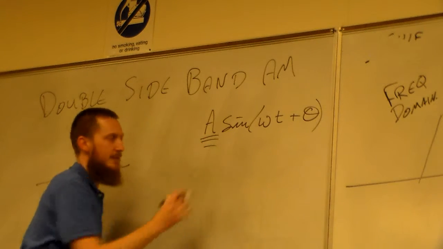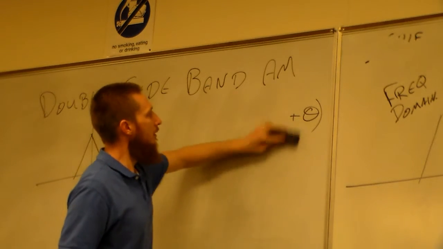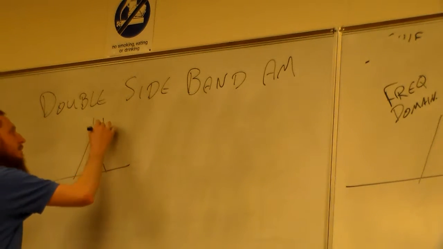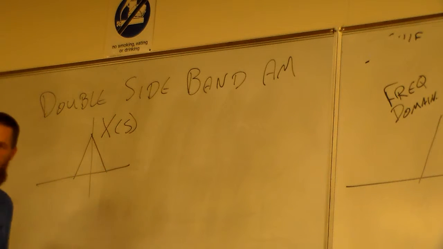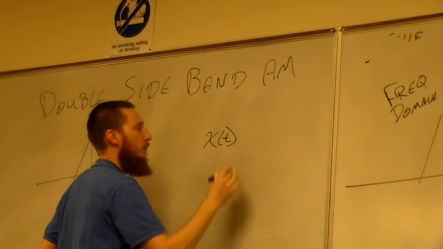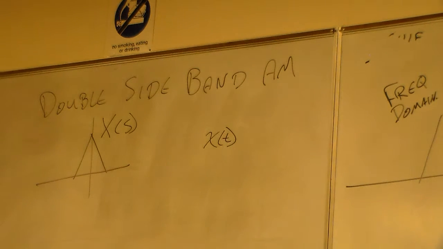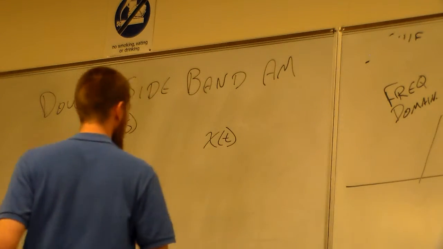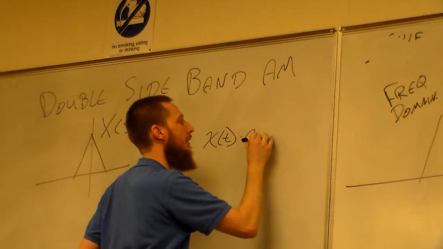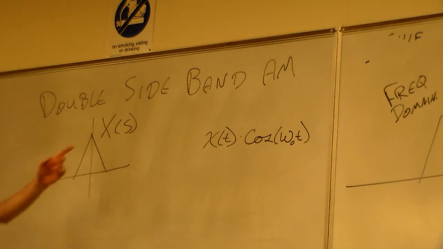So all we're doing is the amplitude modulation. So we have some x of t, and let's say that this is x of s. So we have some x of t that's related to x of s that we're going to multiply. And what do we multiply it by in double sideband AM modulation? Two pulses, which is a cosine, exactly, times cosine of omega naught t.